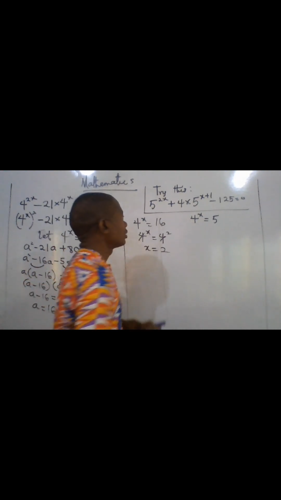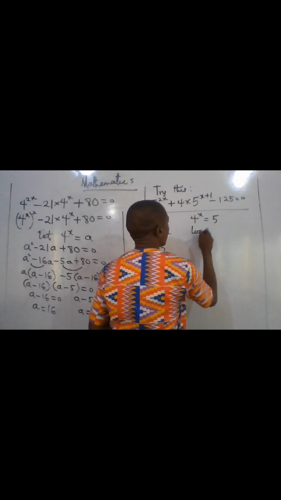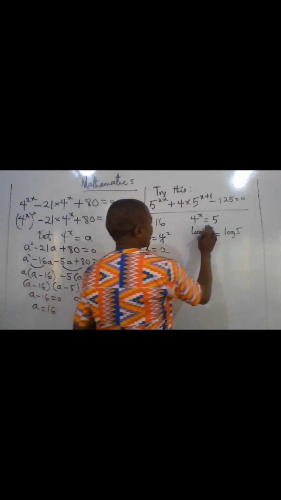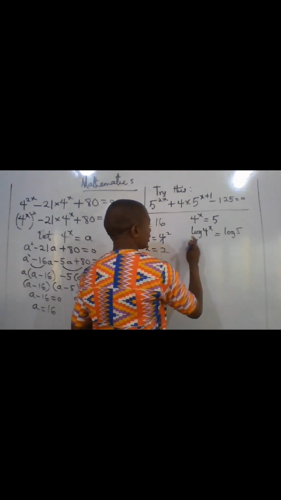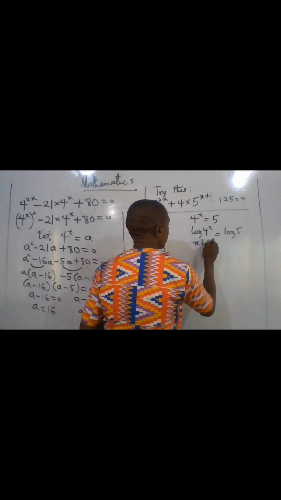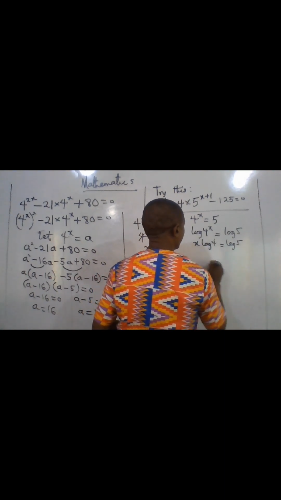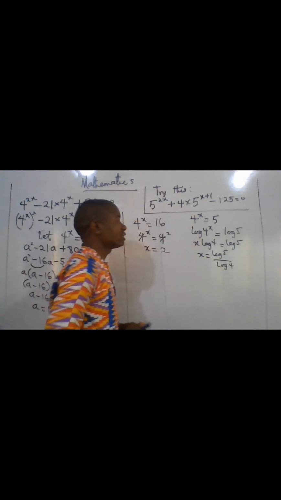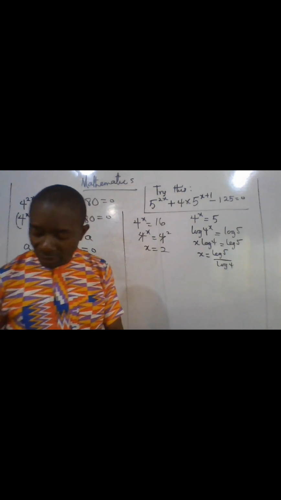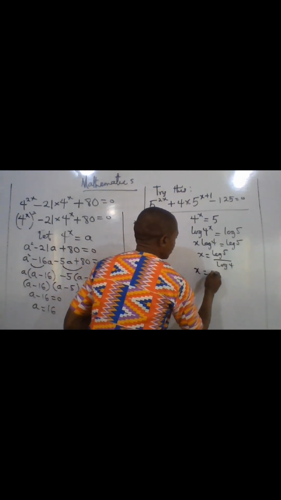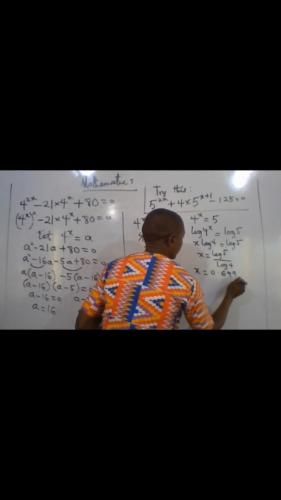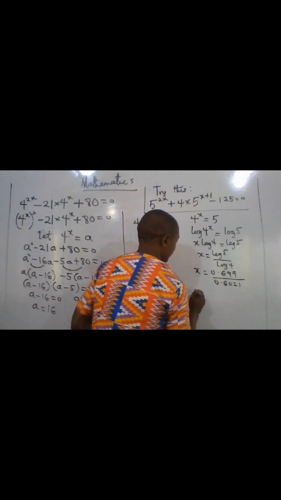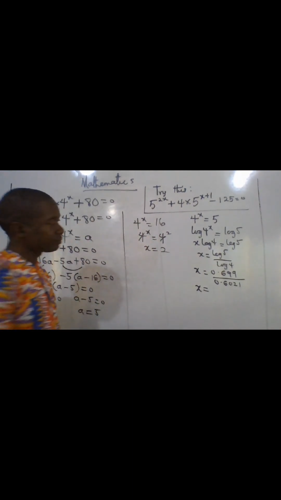So when you apply log to both sides, you have log 4^x equals log 5. Now, according to the law of logarithm, this x comes to this side. So you have x log 4 equal to log 5. So you have x equal to log 5 over log 4. So the question is, what is log 5 and what is log 4? Log 5 is 0.699, and log 4 is 0.6021. You divide it and get your x. The value for your x is 1.16.